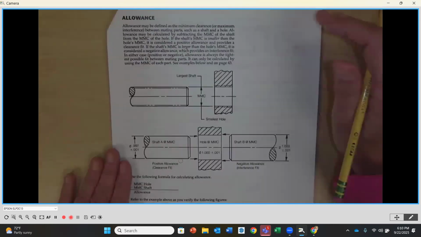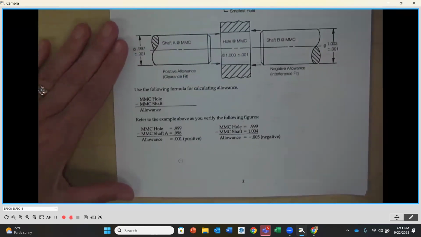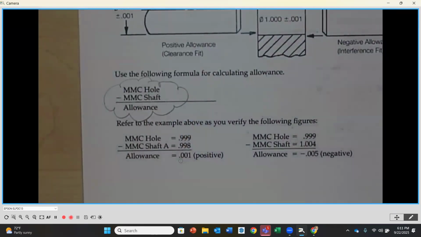Now, we already talked about allowance. So they have a little paragraph up here. And essentially an allowance, whether it's positive or negative, positive is going to be a clearance fit situation. And a negative allowance is when we're going to have an interference fit situation. Now, where the MMC becomes important, whenever we're calculating allowances, here is our standard equation. We take the MMC size of the hole minus the MMC size of the shaft. You don't have to say hole and shaft, it just means internal and external feature, because it could be non-cylindrical features, okay? And we subtract that off and we get our allowance, okay?